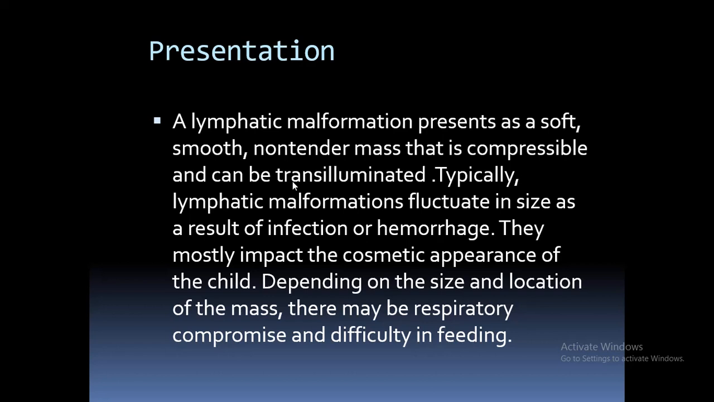The patient presents to us with a soft, smooth, non-tender mass that is compressible and can be transilluminated. Typically, lymphatic malformations fluctuate in size as a result of infection or hemorrhage. They mostly impact the cosmetic appearance of the child, and depending on the size and location of the mass, they may cause respiratory compromise and difficulty in feeding.